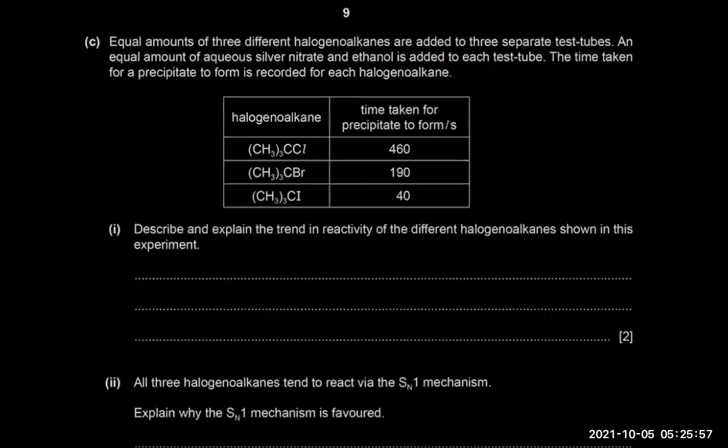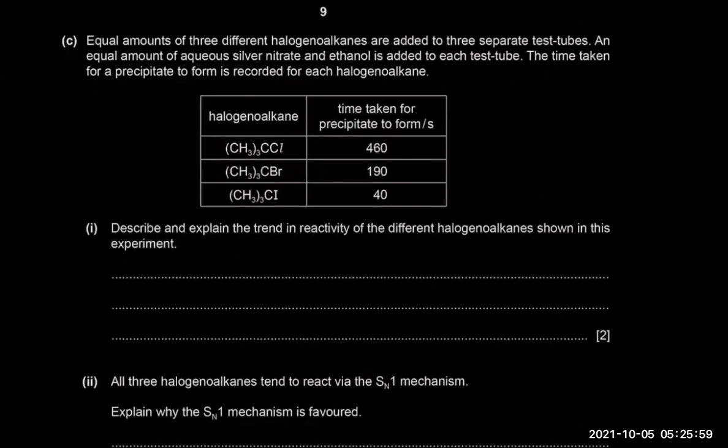Equal amounts of 3 different halogenoalkanes are added to 3 separate test tubes. An equal amount of aqueous silver nitrate and ethanol is added to each test tube. The time taken for a precipitate to form is recorded for each halogenoalkane. Iodide took the shortest amount of time and the chloride took the longest. Explain this trend in reactivity. So why did iodide react the fastest and why did chloride react the slowest?